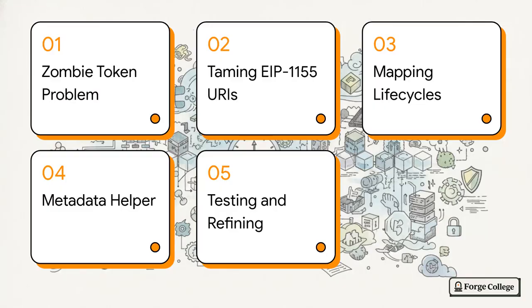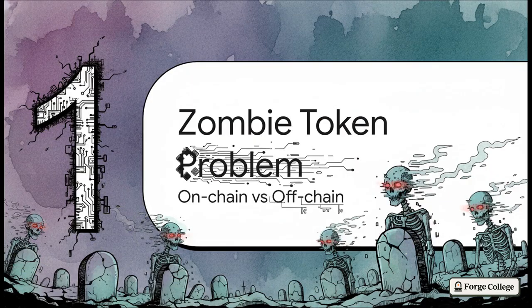So here's our engineering blueprint to exorcise these digital ghosts once and for all. We'll hit the zombie token problem, tame those EIP-1155 URIs, map out our token life cycles, actually build a custom metadata helper, and wrap up with testing and refining. This is exactly how we perfectly sync up your on-chain reality with your off-chain display. All right, let's dive right into section 1, the zombie token problem, diagnosing our on-chain versus off-chain realities.